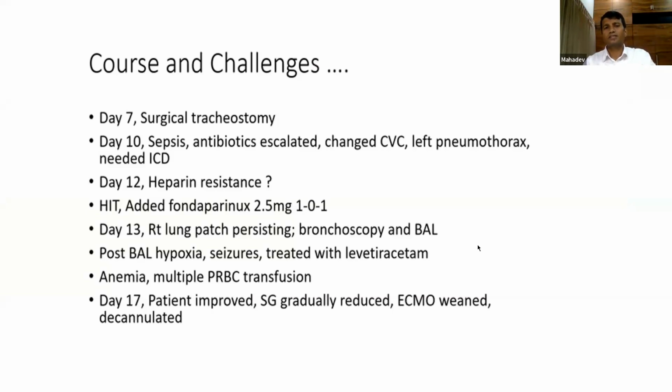So the course we had in this patient: on day 7, we did a tracheostomy. Whenever we have to do a surgical procedure, ECMO patients will be anticoagulated with heparin. Our target ACT will be around 180 to 200, using continuous infusion of heparin. So we need to stop heparin, ensure the ACT is around 150, and do a quick surgical tracheostomy.